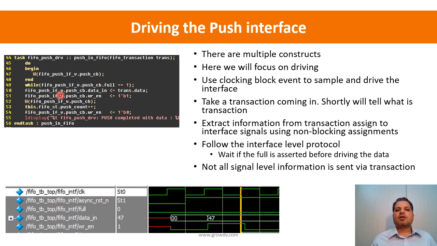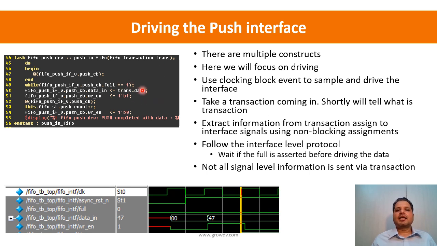So the next step I will do is I will refer to this FIFO push interface. I'll use the clocking block, and then I'll say data in is equal to, I am picking up the data from a transaction that is coming in. So if you look at this push task, I am passing in a FIFO transaction. I know you might be wondering what is this FIFO transaction. We will come to it. Don't worry about it.